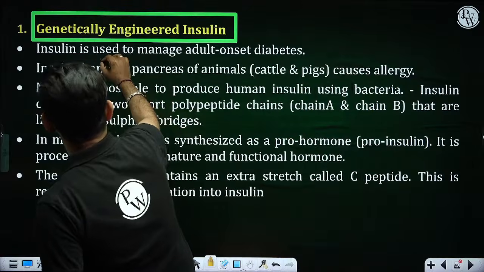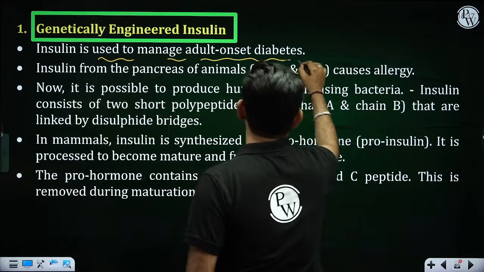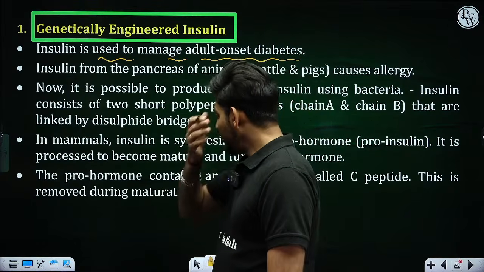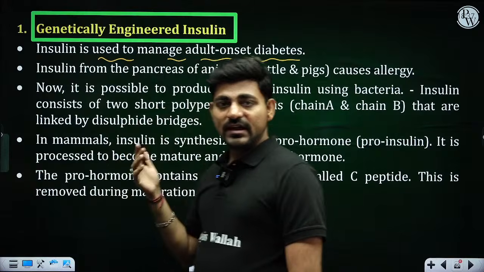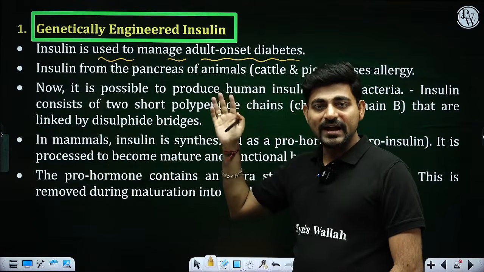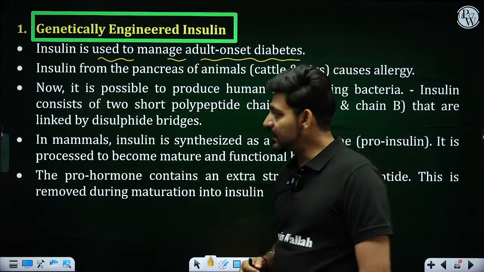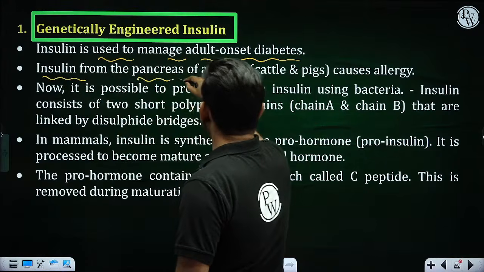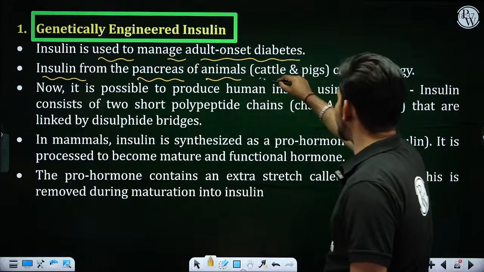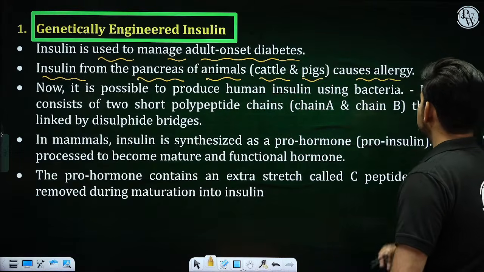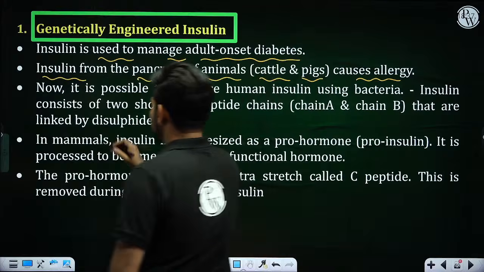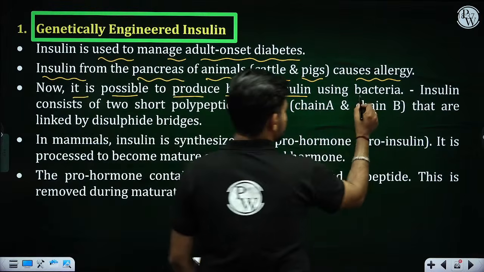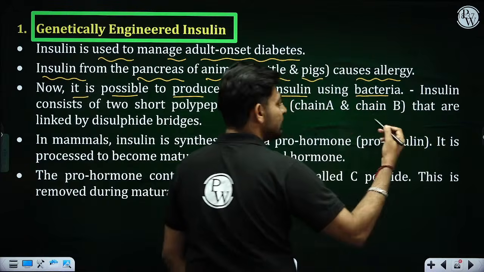Now let's talk about the example of formation of genetically engineered insulin. Insulin is used to manage adult onset diabetes or diabetes mellitus, also called NIDDM, non-insulin dependent diabetes. Insulin from the pancreas of animals like cattle or pigs causes allergy, but now it is possible to produce human insulin using genetically modified bacteria.